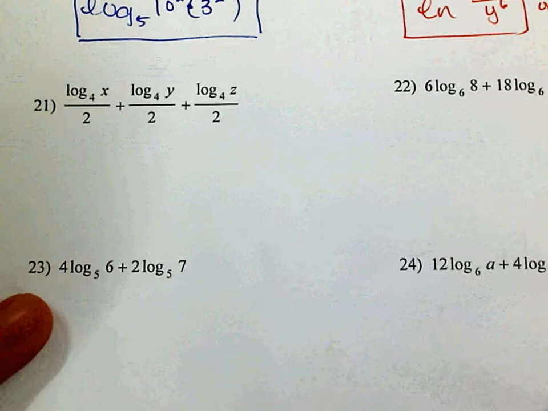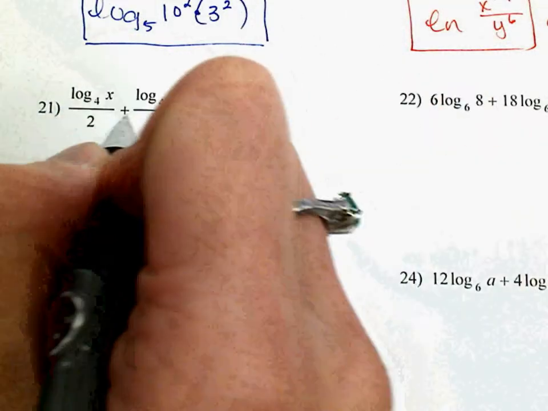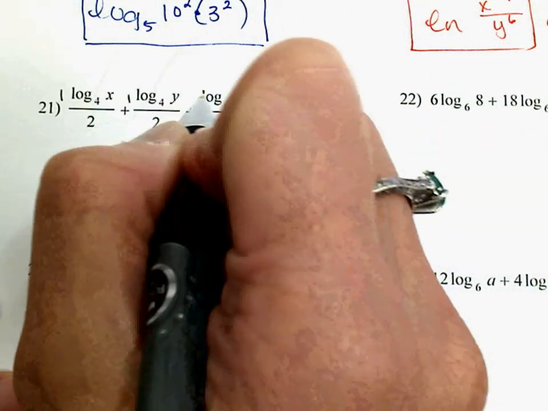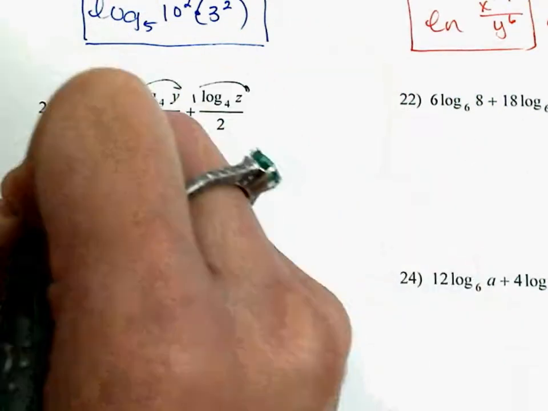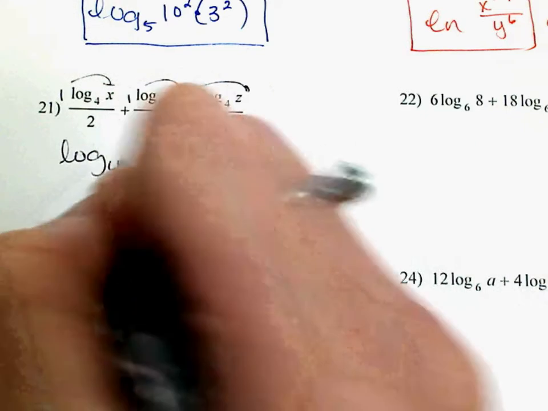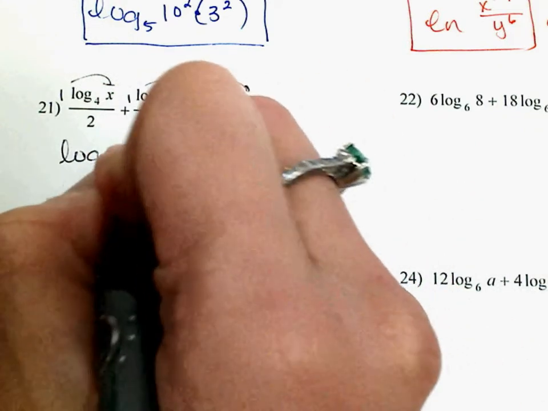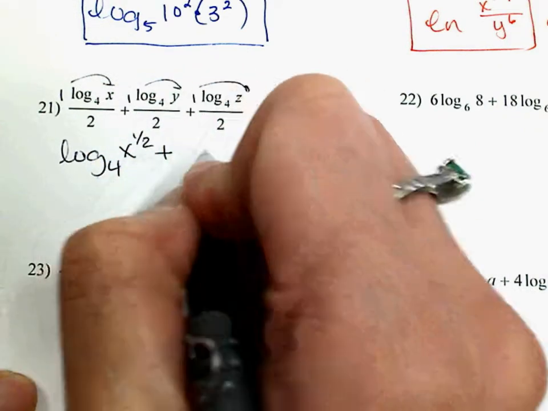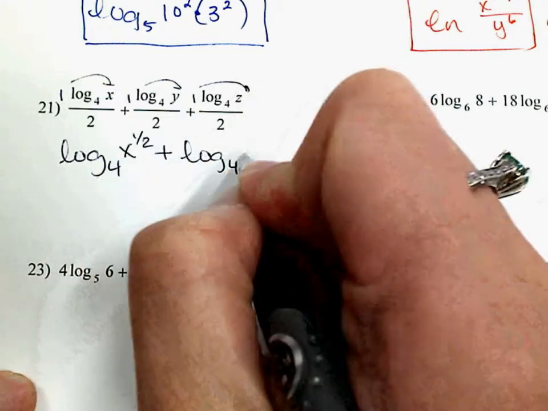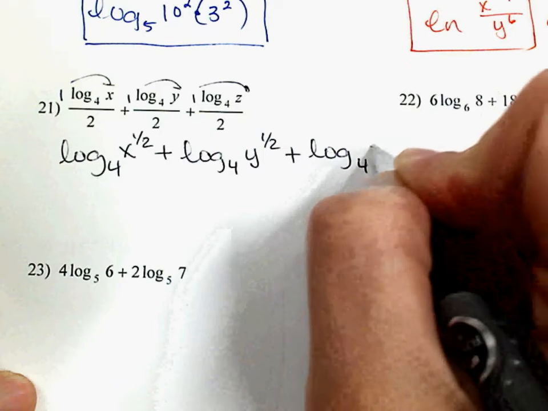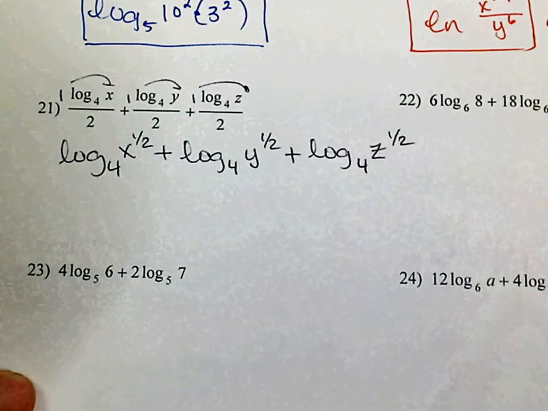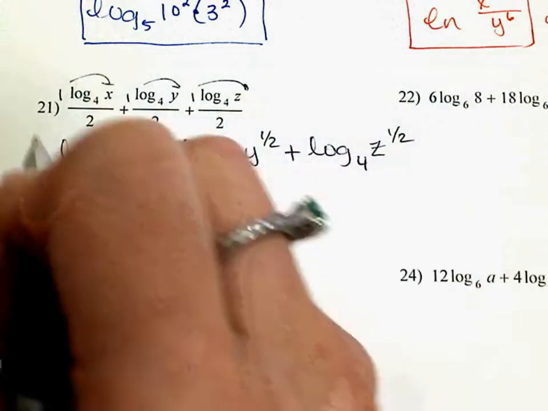Alright, number 21. Now before I start, I'm actually going to, this is the same as 1/2. Did you guys see that? So we're going to move those to the back, exponent position. Log of 4 x to the 1/2 plus log of 4 y to the 1/2 plus log of 4 z to the 1/2. Okay? Combine them. Alright, because you are condensing.